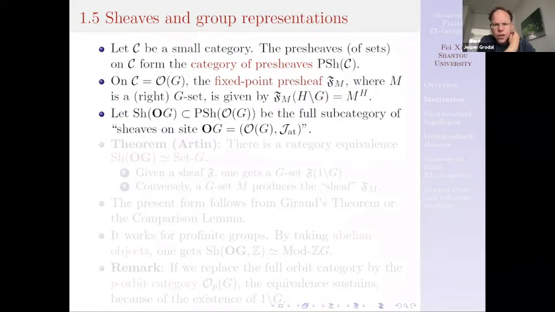Could you just tell how the atomic topology is defined? Yeah, you're going to see it later. Okay, quickly. Basically, it takes all non-empty sieves. I'm going to show you later.